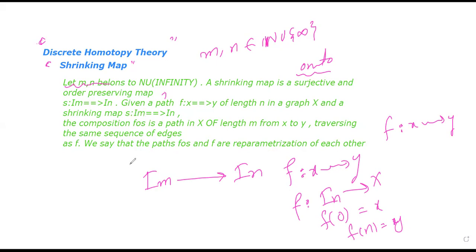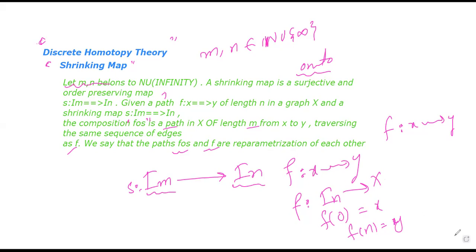What type of shrinking map? From graph interval I_m to graph interval I_n. If we compose both maps, f composed with S is a path in X of length m. This is a path in X of length m from x to y, traversing the same sequence of edges as f. We say that the paths f composed with S and f are reparameterizations of each other.